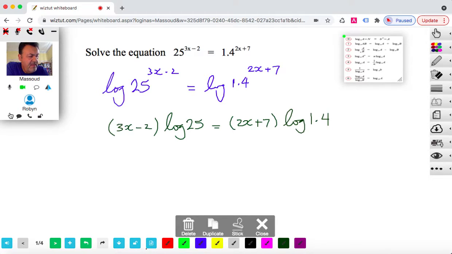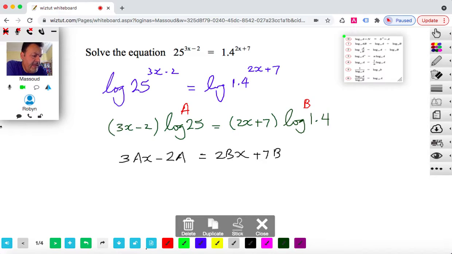For simplicity, instead of keeping log 25 as log 25 and log 1.4 as log 1.4, I'm just going to replace this with the letter A and this with the letter B. These are numbers, basically. Log 25 is a number. And then I expand that. So I expand A into the bracket. So I would get 3ax minus 2a, and that's equal to 2bx plus 7b.